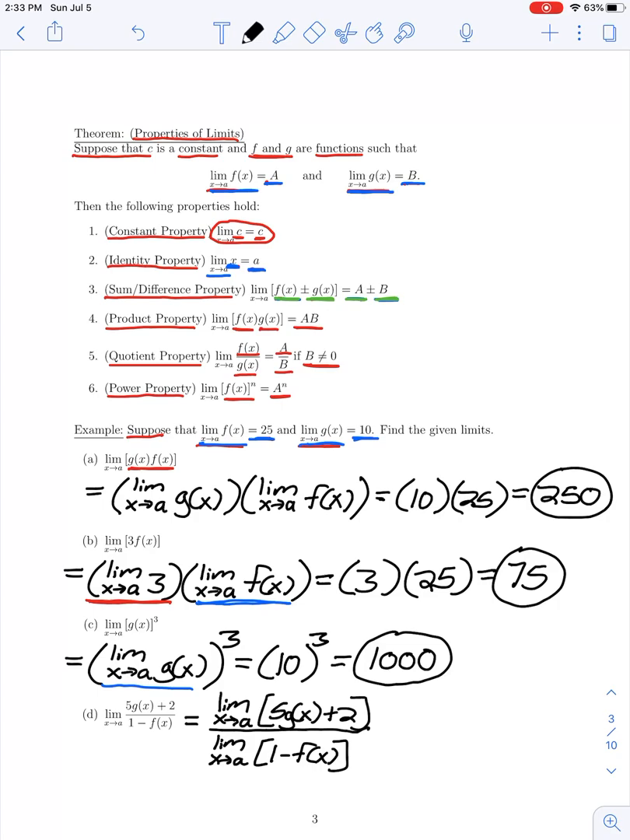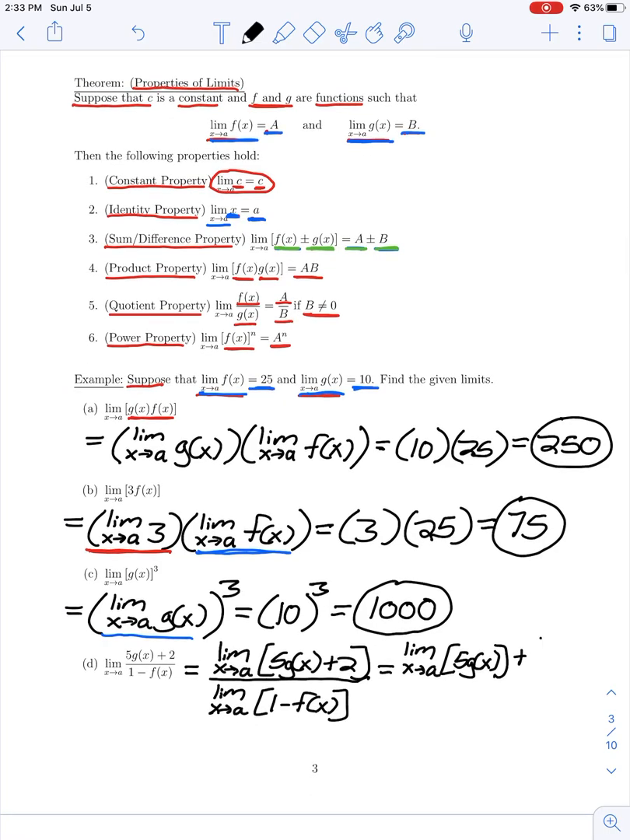Now in the numerator, we have the limit of a sum, which is the same as the sum of the limits. I could first take the limit as x approaches a of 5g of x, and then I would add the limit as x approaches a of the constant 2. And that whole thing is divided by the limit of a difference in the denominator. Using the difference property, I can say this is the same as the limit as x approaches a of 1 minus the limit as x approaches a of f of x.